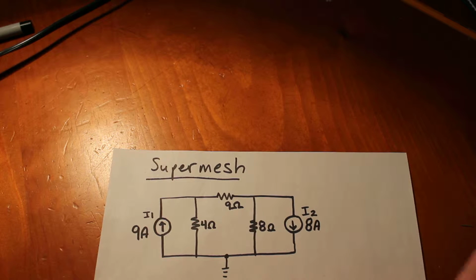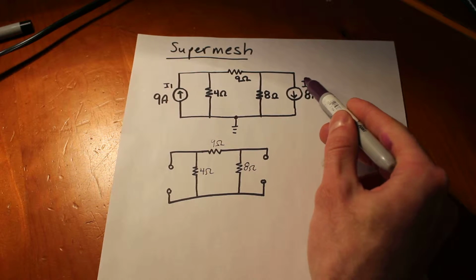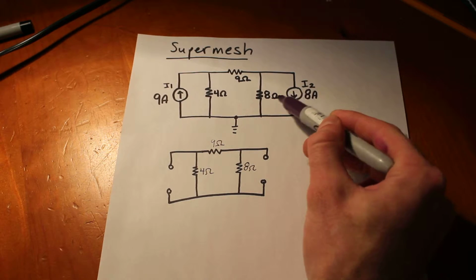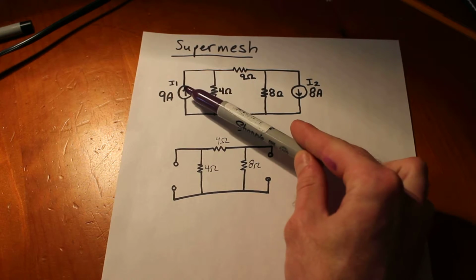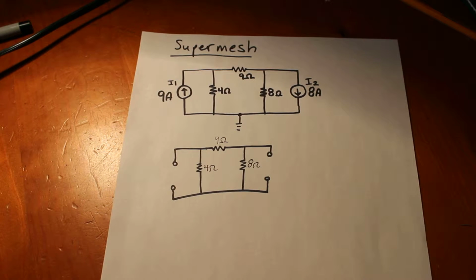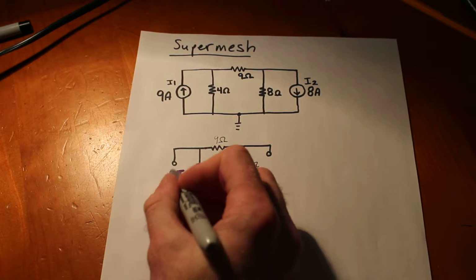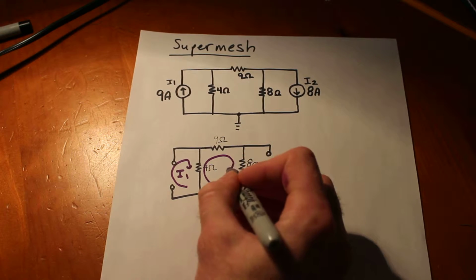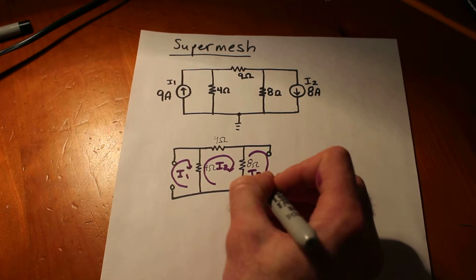The main thing to remember with a super mesh question is we're going to open up that circuit right where the current source would be. Because we have a current source here and a current source over here, we have opened both ends of this circuit. So we're still putting I1 clockwise, I2 clockwise, and I3 clockwise.